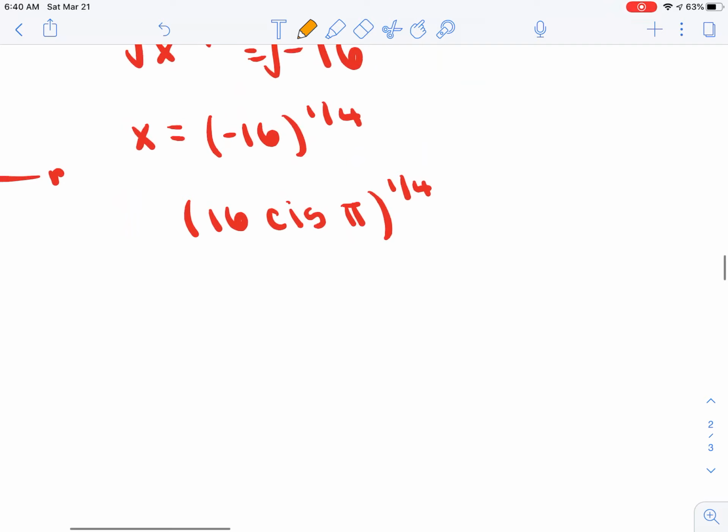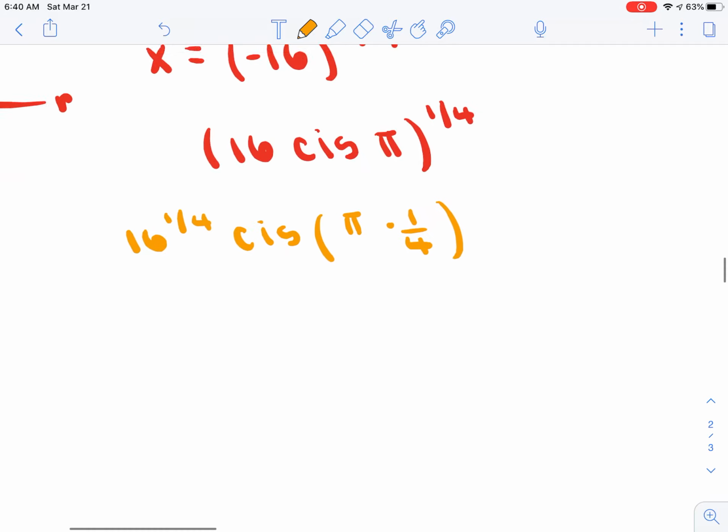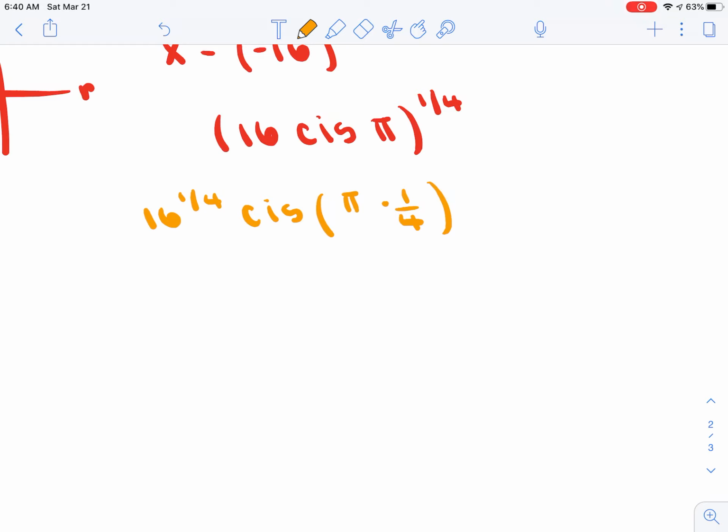Step 2 is now to use de Moivre's. So we would get 16 to the 1/4 power, cis, and then we're going to get this pi times 1/4. So 16 to the 1/4 power, that's the square root twice, is going to give us 2, cis, pi over 4, and this is our first solution.